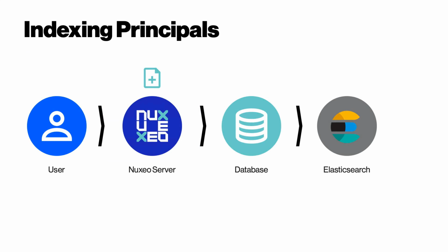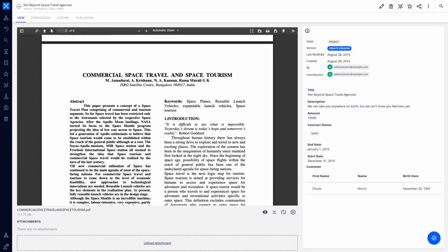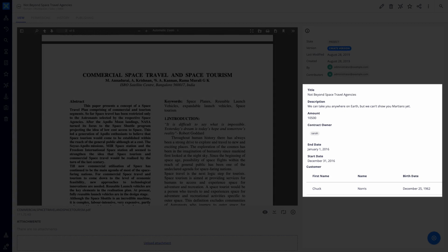When a document is created or updated, it will first be stored in the database. When the transaction is committed, a trigger is launched through an event listener to index the document into Elasticsearch. At this point, the document will be sent as a JSON representation so that Elasticsearch can store and index it for future searches. A BigCorp staff member just created a contract.